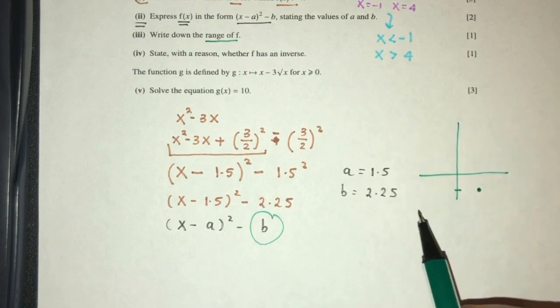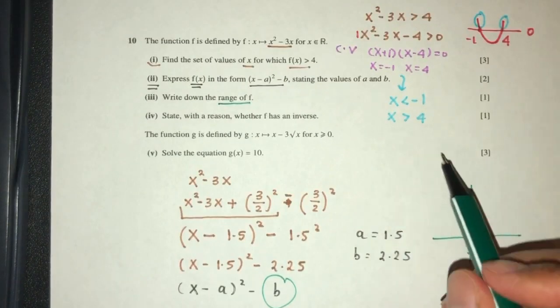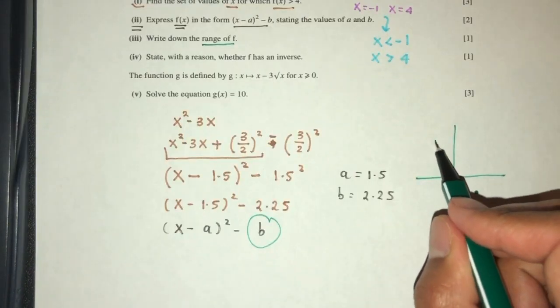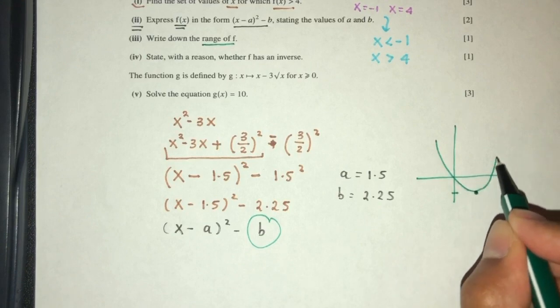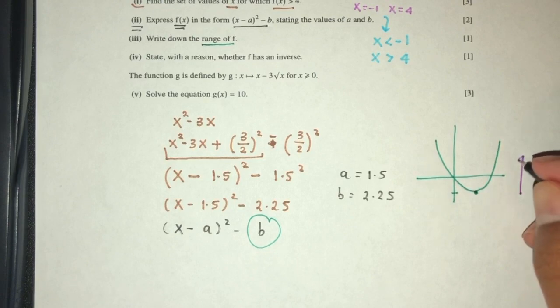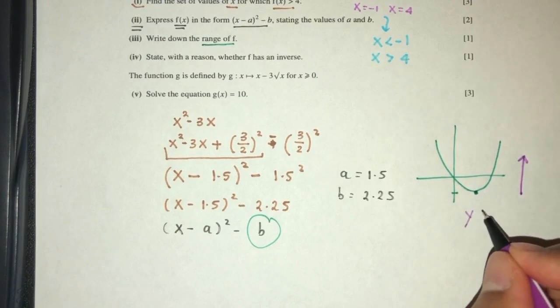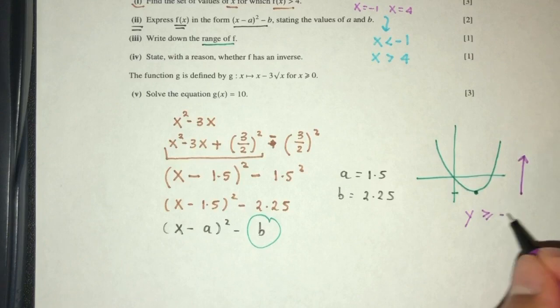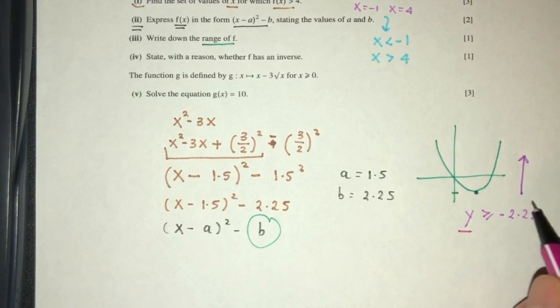The shape of the graph is something like this. So the graph will be something like this. Now the range obviously will always be more than or equal to this value. So y has to be more than or equal to minus 2.25. Now this is done for the range. The range has to be more than this value.